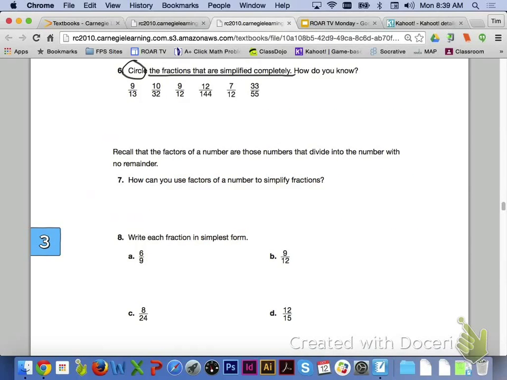At the top of page 158, number 6 tells us to circle the fractions that are simplified completely, and how do you know?